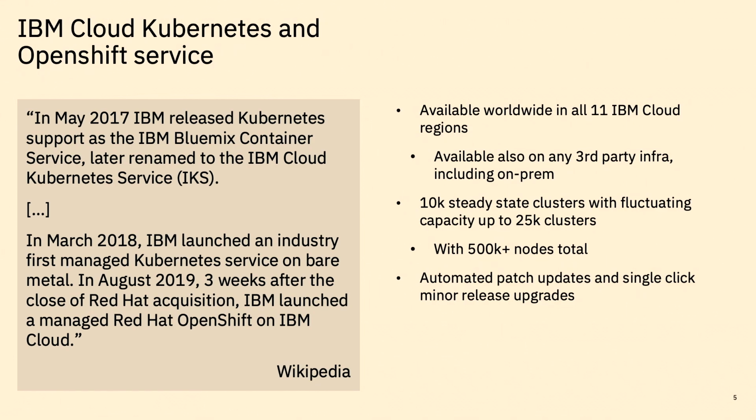All right. Big numbers. IBM Cloud Kubernetes and OpenShift service. It started in mid 2017 with the managed Kubernetes service. We launched it also on bare metals, and in 2019 we have OpenShift as a service as well. The service is available worldwide in all the IBM-owned data centers, and also available on third-party infrastructures like in other clouds or on your on-prem system.